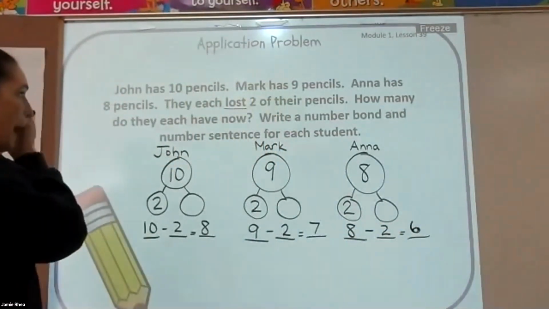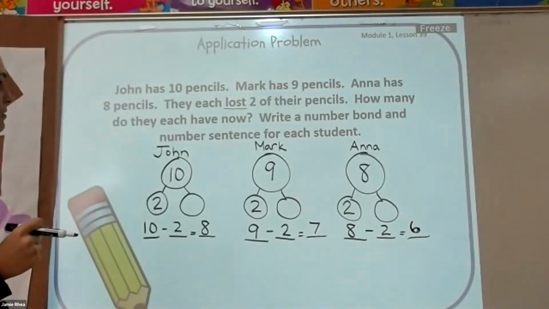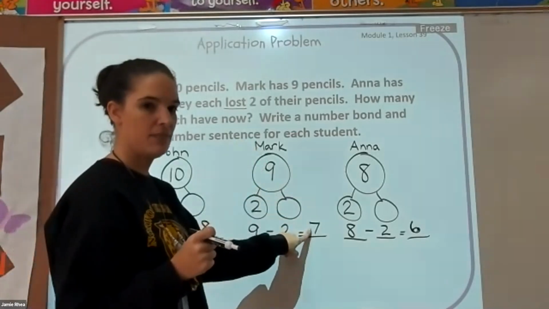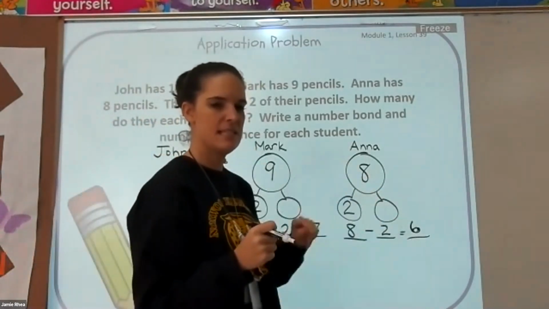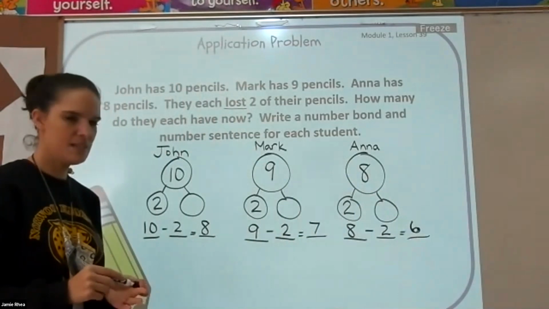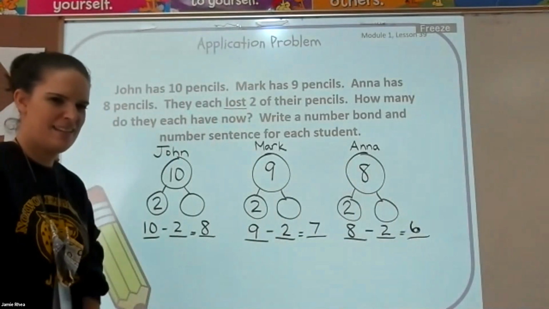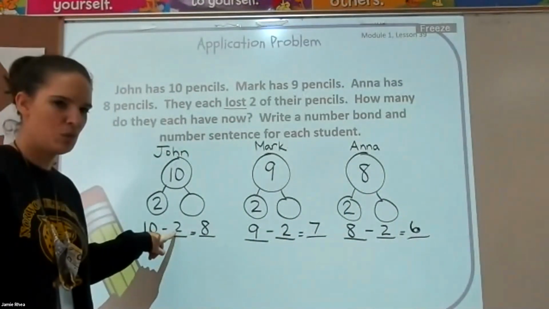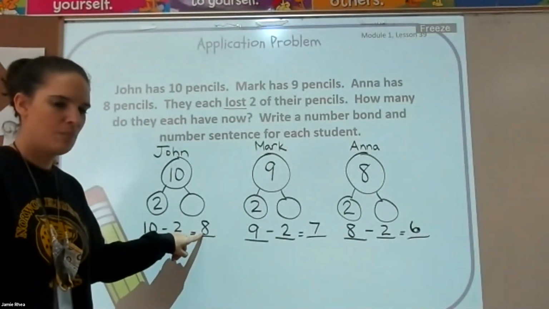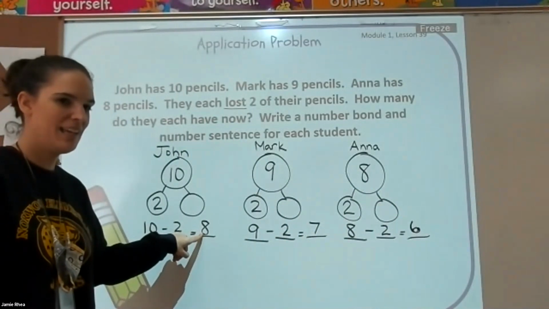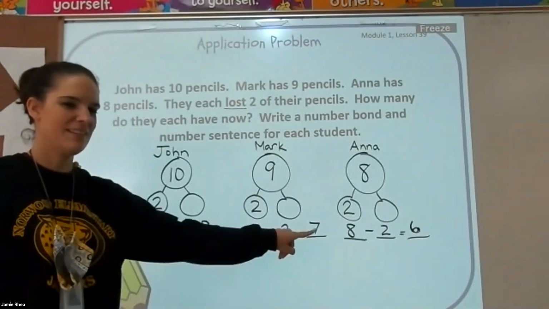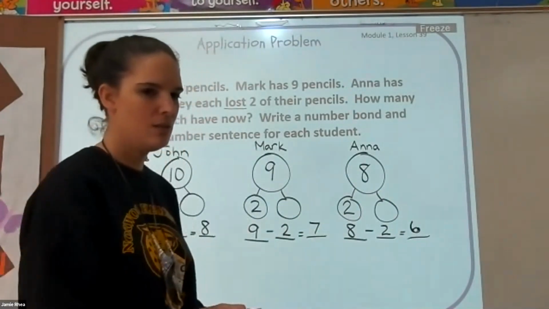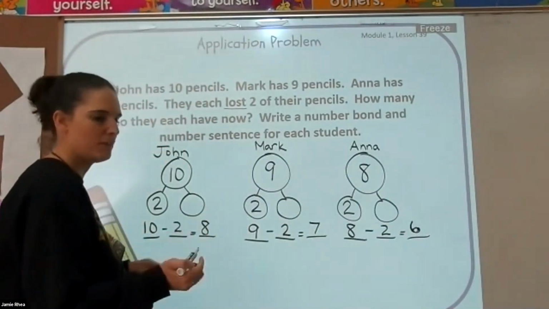Now, how many do they each have now? John has 8, Mark has 7, and Anna has 6. Did you notice something? We counted back by 2, but they each had 1 less. So 8, 7, 6. Tricky, tricky. You know what I didn't do? I didn't fill it in.